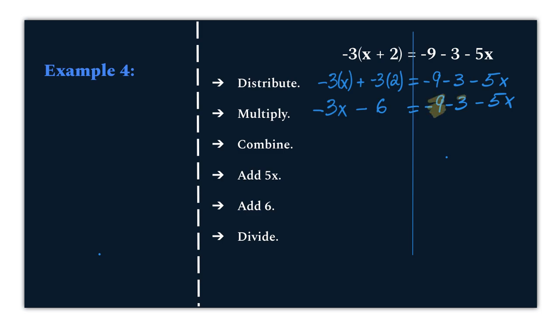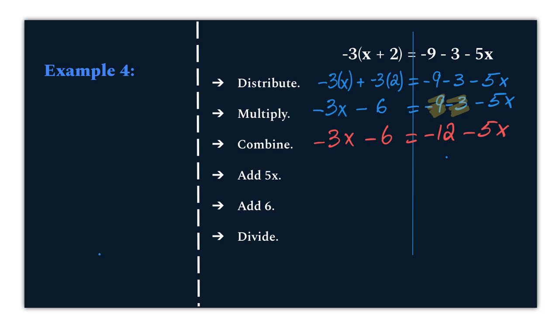Negative 9 and negative 3. So we're going to combine. Let's rewrite this side the same. Negative 9 minus 3 will equal negative 12, minus 5x. Okay, now we're at the point where we're going to use the inverse operation to isolate our variable.